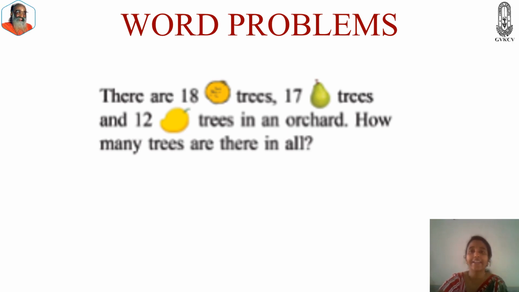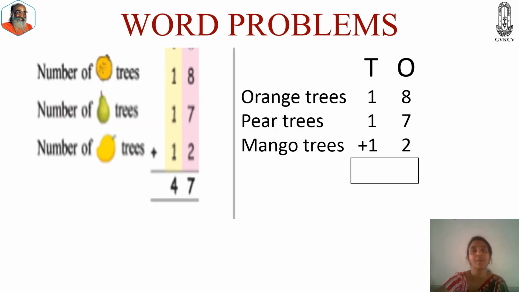There are 18 orange trees, 17 pear trees and 12 mango trees in an orchard. How many trees are there in all? For writing word problems, we have to write small statements. Now let us see how we will write the statement for the given problem. It is written as: number of orange trees is equal to 18, number of pear trees is equal to 17 and number of mango trees is equal to 12.